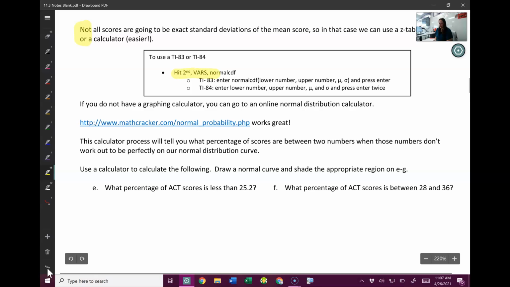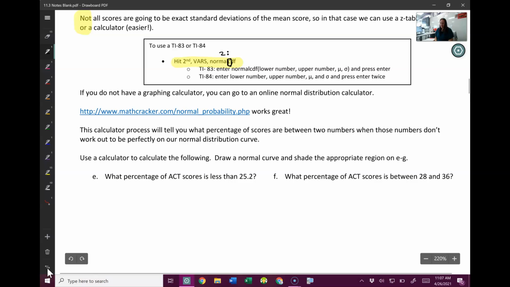Here's the process to type it in. You're going to do second, and then hit the VARS button, which stands for variables, and then there's a button, I think it's number 2, called normal CDF. There is a normal PDF. We do not want that one. We want normal CDF. So when you type this into your calculator, you're going to do the lower number, the upper number, the mean, and the standard deviation. And then hit enter a couple times to get your answer. If you have an older calculator, it's probably going to have you do the same order, but it's going to have you put commas between them.